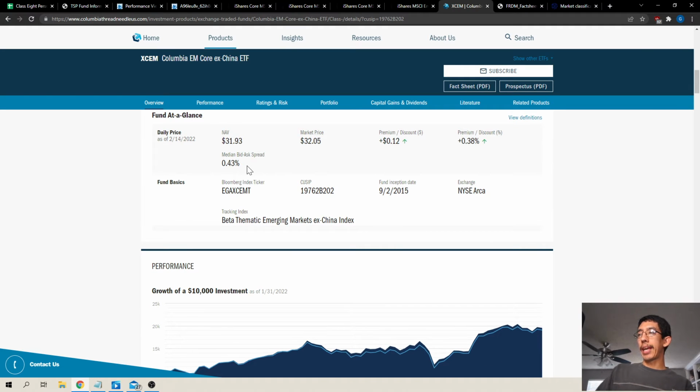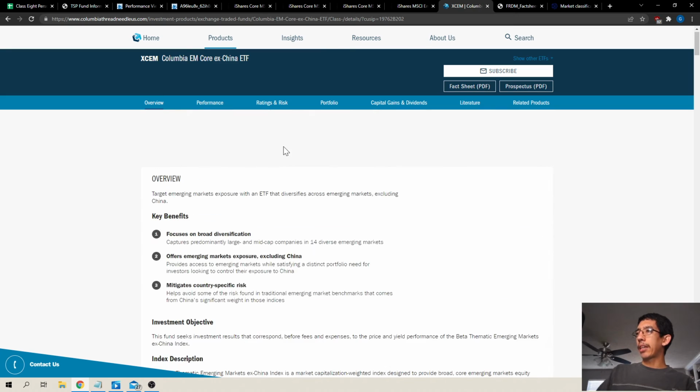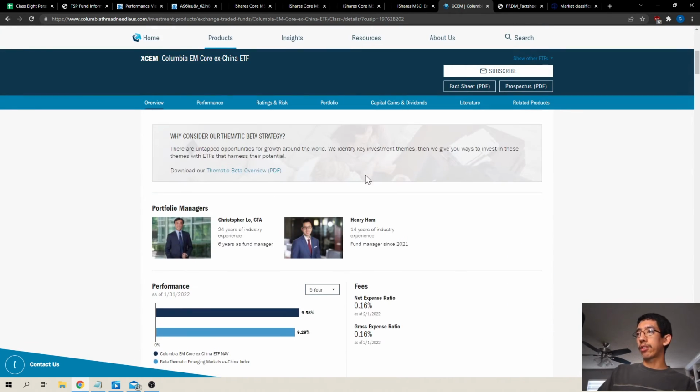And these bid-ask spreads are a big reason why you don't want to be nitpicking with your asset allocations when you own ETFs, because you'll incur transaction costs, even though your brokerage almost certainly doesn't charge $5 to $10 commissions at this point. So that's Xcem, and the bid-ask spread's a bit high, but the expense ratio is pretty nice, so it's kind of a trade-off.